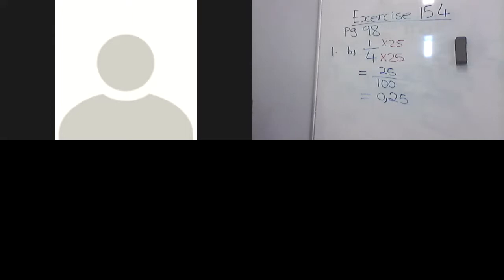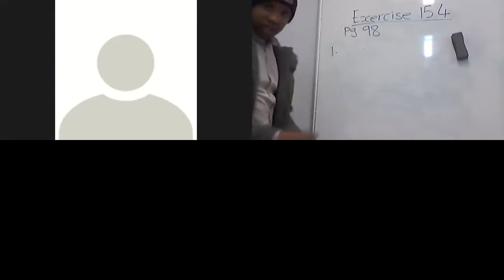Okay, I'm going to do D, so we can move quickly and look at other activities. So D, we have 20 over 25. What can you do to 25 to make it 100? Yes, we multiply by 4. We also have to multiply the numerator by 4. So this will give us 80 over 100.